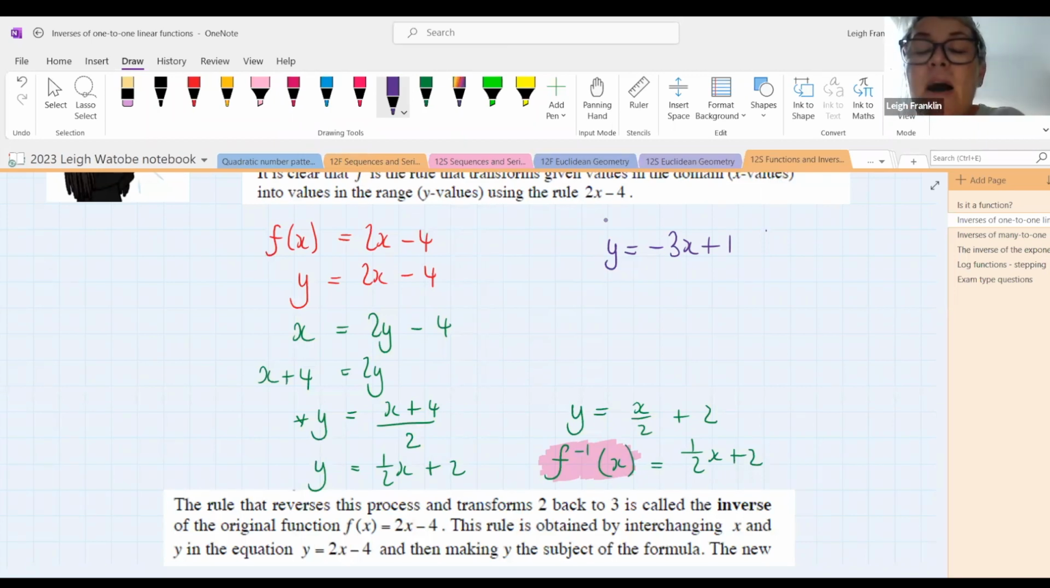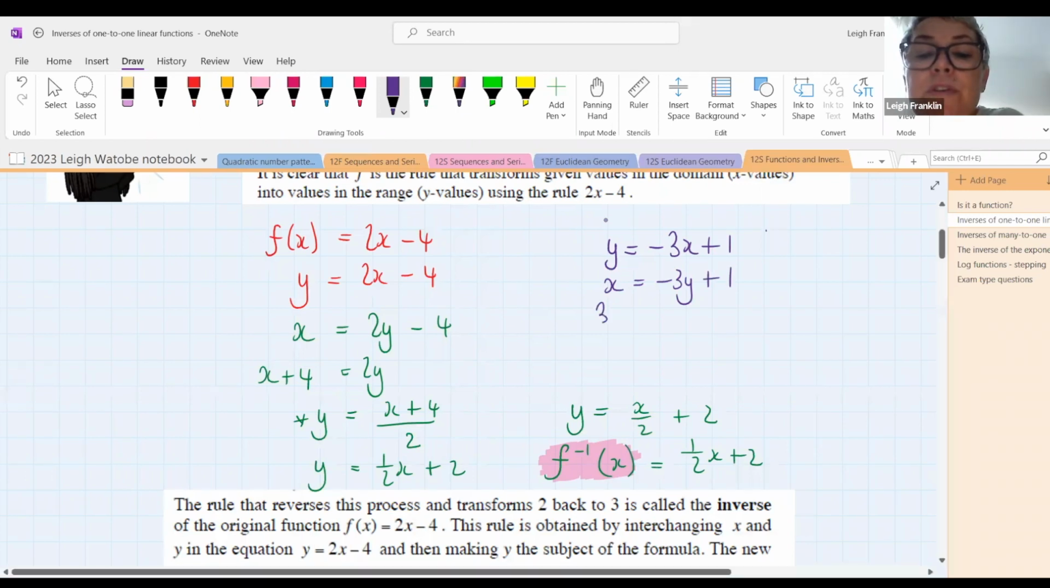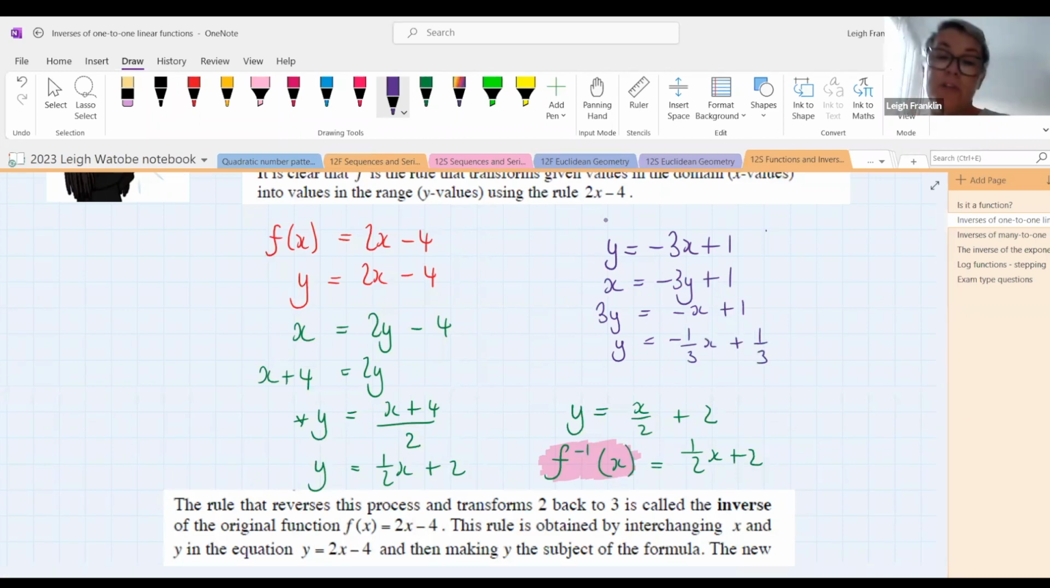So now if I do the inverse of this, I would say x equals -3y plus 1. So now, Amina, I'm going to take that -3y over to this side just so that I'm working with a positive. And now look, my x is negative. Okay, and then I'm going to divide through by 3. So y would be equal to -1/3x plus 1/3. So yes, it's changed its sign.